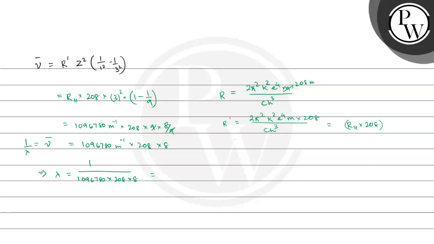So this value is equal to 5.48 multiplied by 10 raised to the power minus 11 meter, which we can write as 54.8 into 10 raised to the power minus 12 meter, and that is 54.8 picometer. So wavelength of radiation is 54.8 picometer. This is the required answer, and I hope you understood the concept well.